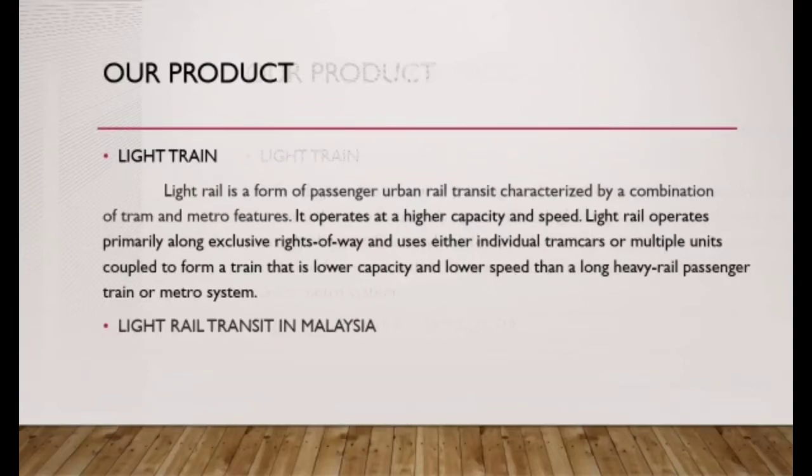There are two types of light rail transit. One is individual tram cars and another one is multiple units. Individual tram cars are usually used to transport a small group of people from one place to another, but multiple units are used for daily usage, which carries around 100 to 200 passengers at one time.